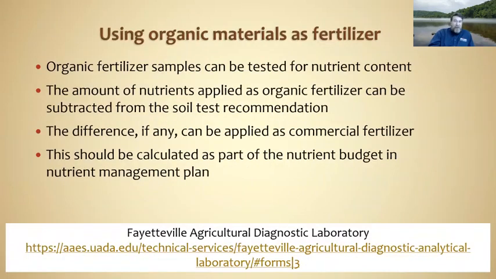So the way I would recommend handling that with an organic based material as an application is to use the organic fertilizer, test it to see what's in there, and then the amount of nutrients supplied by the organic fertilizer can be subtracted from the soil test recommendation. Then the differences can be used to go back in and add commercial fertilizers, typically nitrogen, to meet all of the crop needs for N, P, and K without exceeding one of those too much.